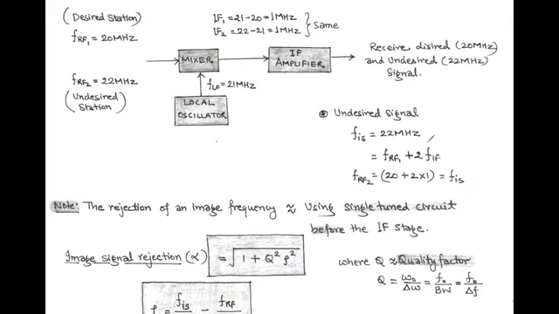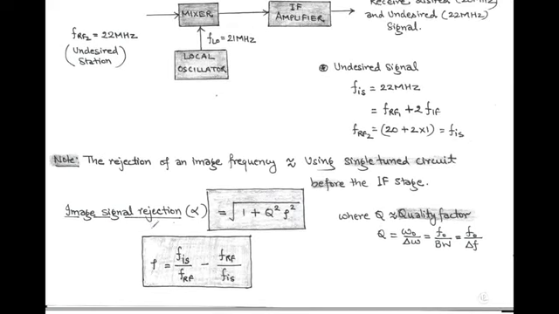And in order to remove or reject the image signal, we use a single tuned circuit before the IF stage, and it is given by a parameter called image signal rejection, denoted by alpha, and it equals the square root of 1 plus q square rho square. Here q is the quality factor of a tuned circuit and its value is omega naught upon delta omega. And in terms of frequency, it equals the ratio of f naught upon delta f, or f naught upon bandwidth. And rho equals image signal upon radio frequency minus radio frequency upon image signal.